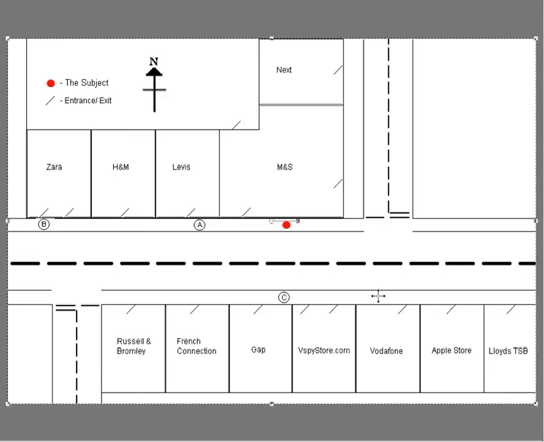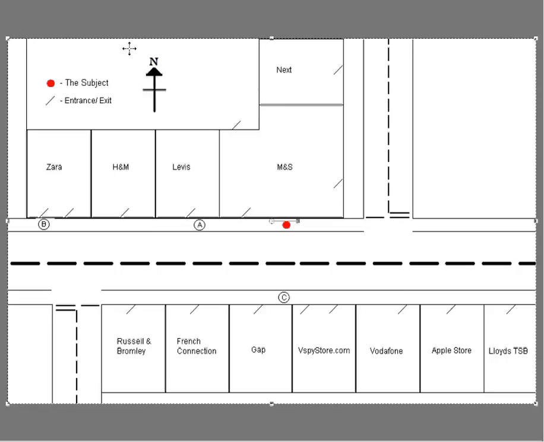The positions are simple and easy to remember. Position A is directly behind the subject. Position B is directly behind position A, and position C is on the opposite side of the road, opposite the subject but in line with the subject, which enables him to see him or her turn a corner and signify to positions A and B what the subject is doing. We'll go through that in just a second.